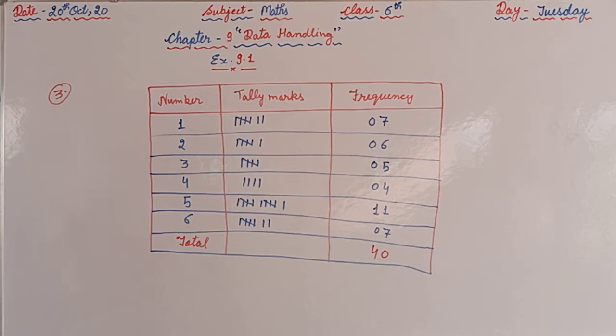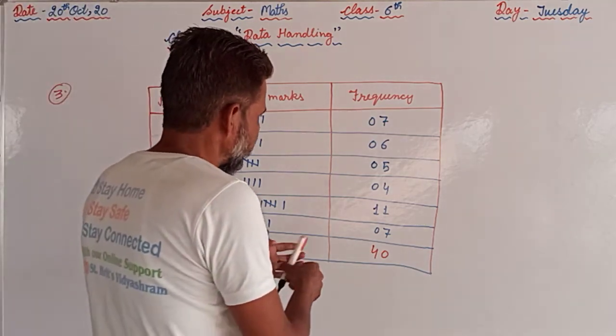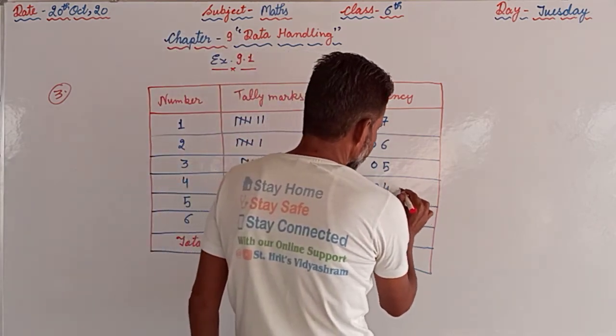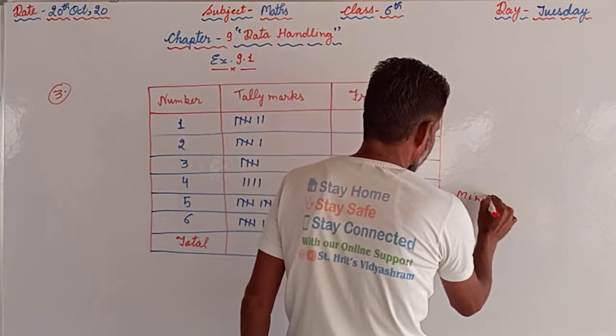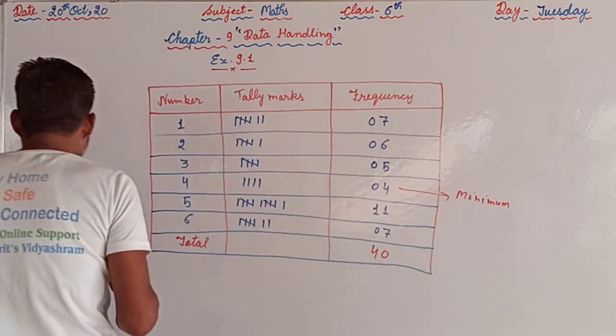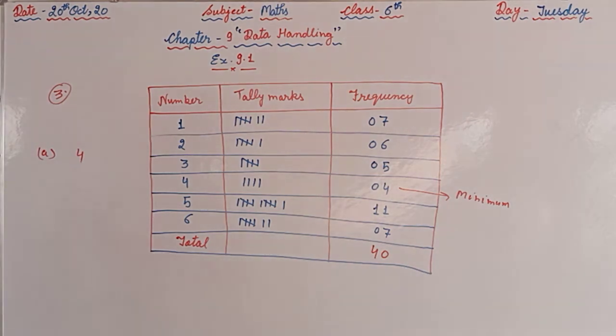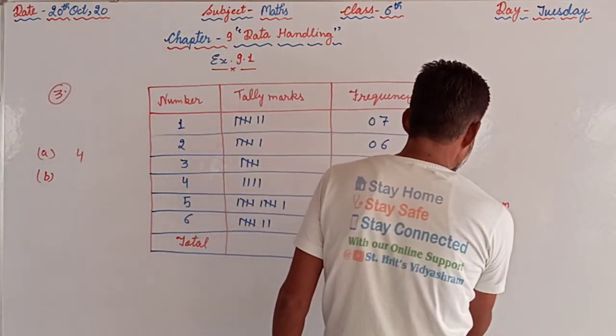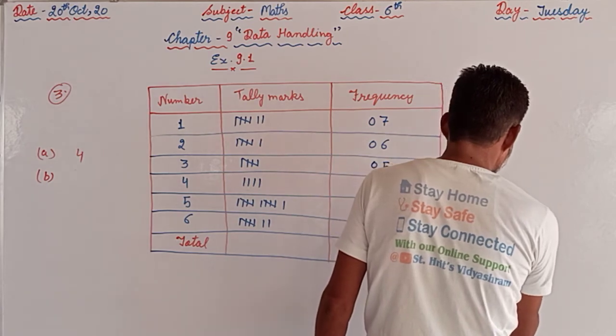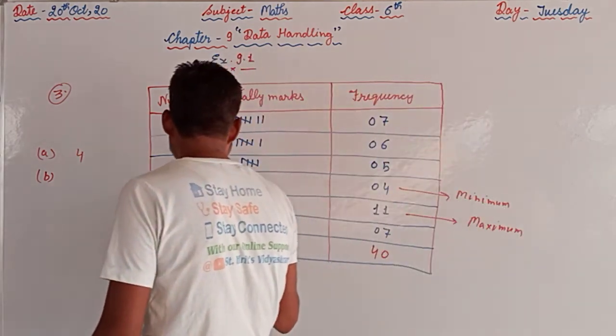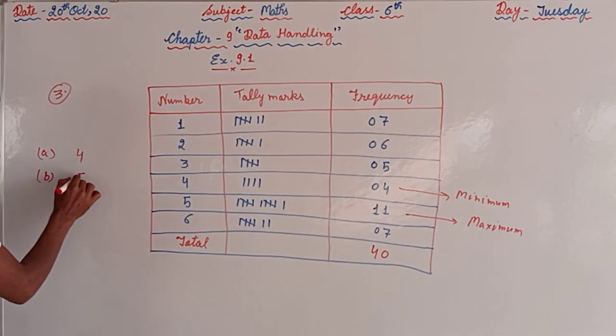Now part A asks for the number which appeared the minimum number of times. So which is the minimum here? Minimum is 4. So the answer for the first one is 4. And then B, the number which has been repeated the maximum number of times, that is this one, 11 times, that is the maximum. And the number which appeared the maximum number of times is number 5.